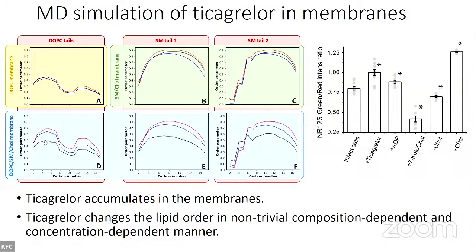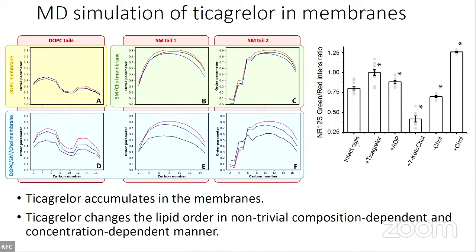If you go from the membrane without any ticagrelor inside to the membrane with ticagrelor incorporated, the order changes. It's quite clear in this case of the DOPC membrane. And in the case of ternary mixture, the change is much larger. So in the real cell, we should expect that the effect will be quite substantial. Okay, that's what we have in experiments.